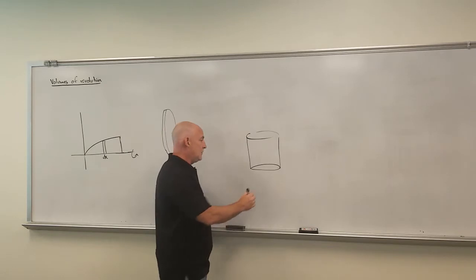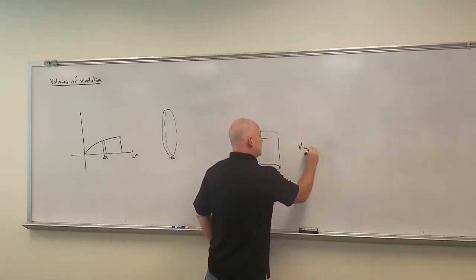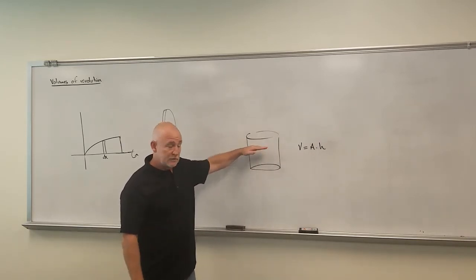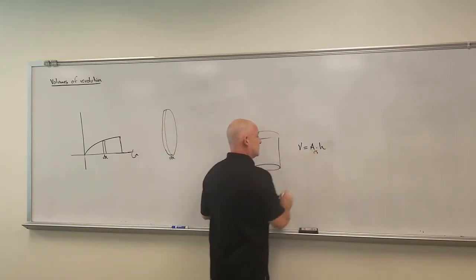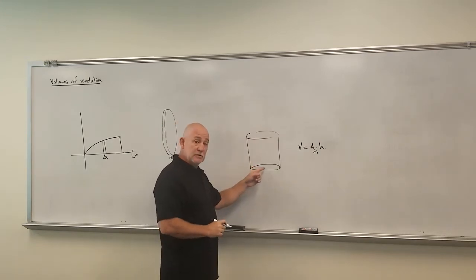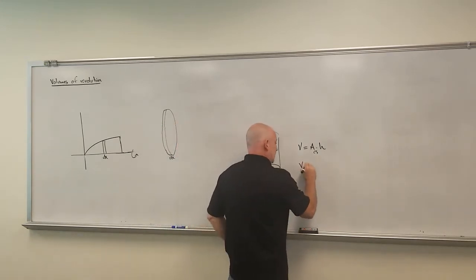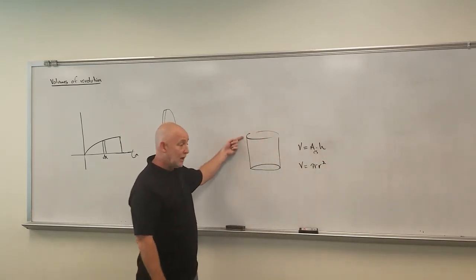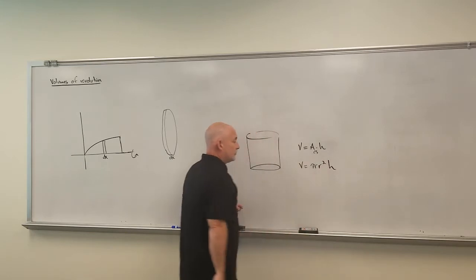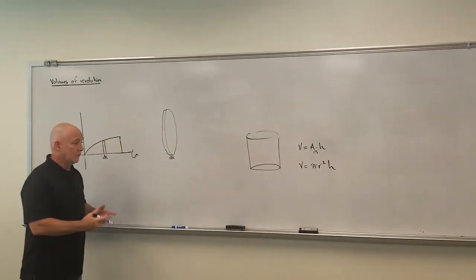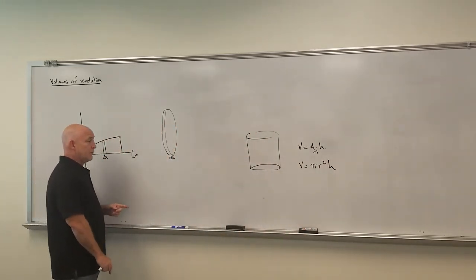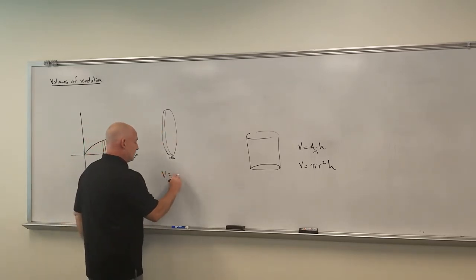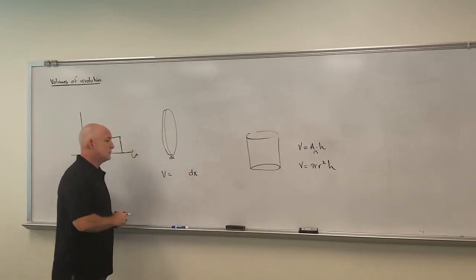So to find the volume of this, it's always the area times the height. Now the area of the cross-section in this case is just a circle, which is pi r squared, and the height of this is however high it is. So there's the volume of our cylinder, if you ever wanted to know where that formula came from. So if we take a look at this as our cylinder, our height here is dx.